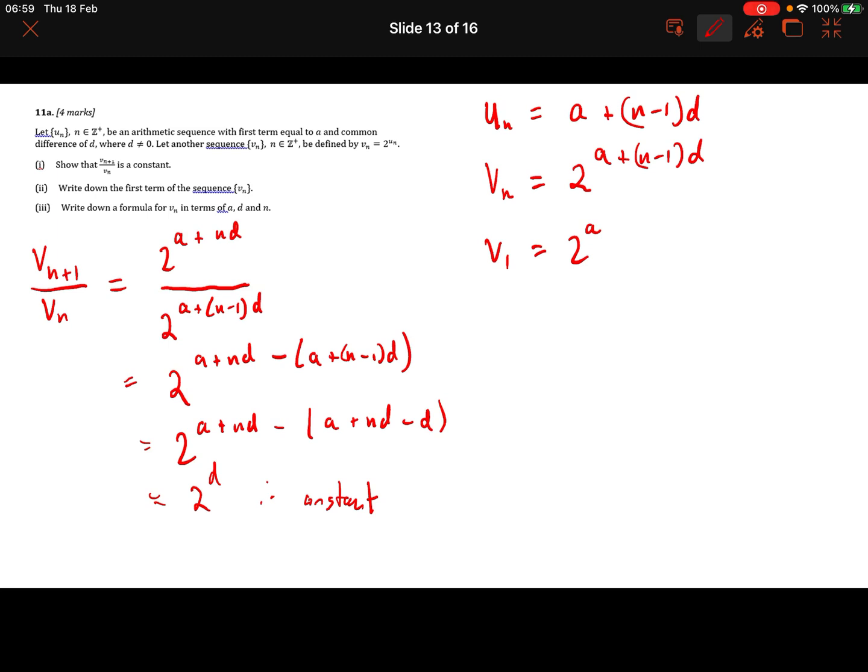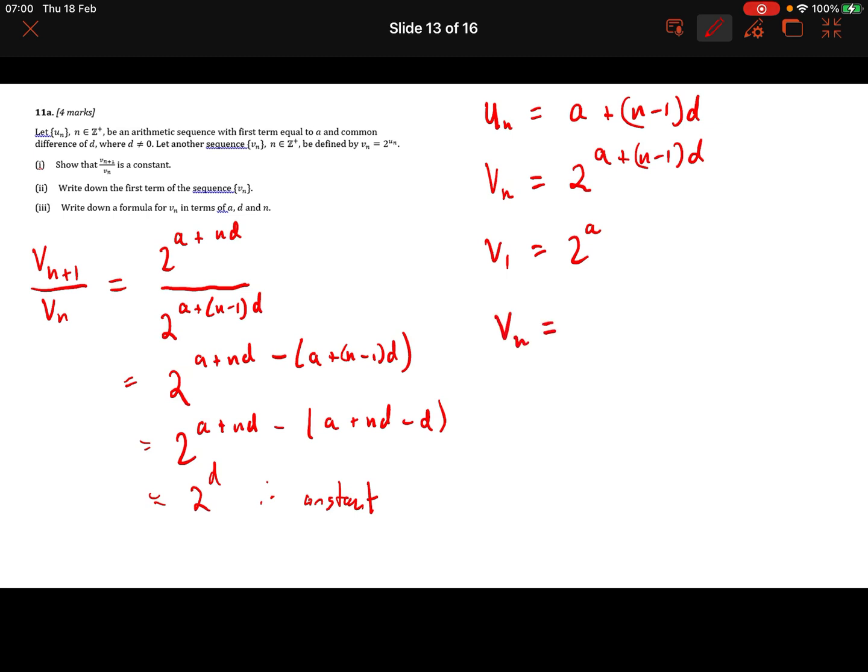Now, write down a formula for Vn in terms of a, d, and n. Well, what type of series, or what type of sequence rather, is Vn? That's always what you've got to ask yourself. You're told that Un is arithmetic, and actually you should have realised by now that Vn is geometric, because basically if I do one term divided by the other term, I always get the same value, 2 to the power of d. So it must be a geometric sequence.